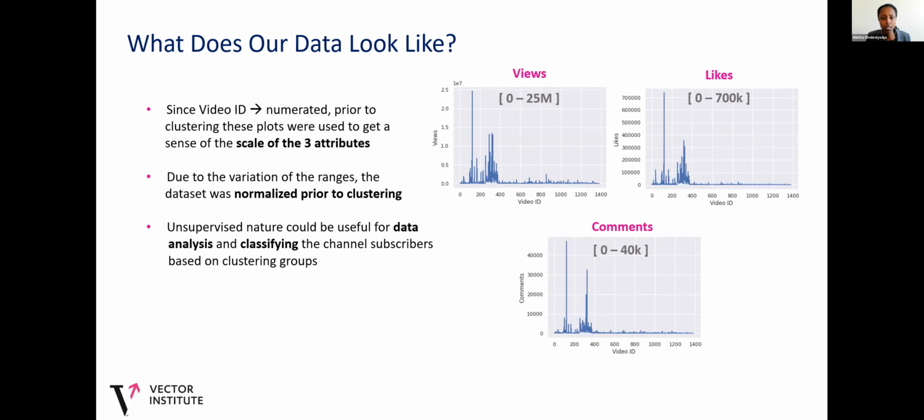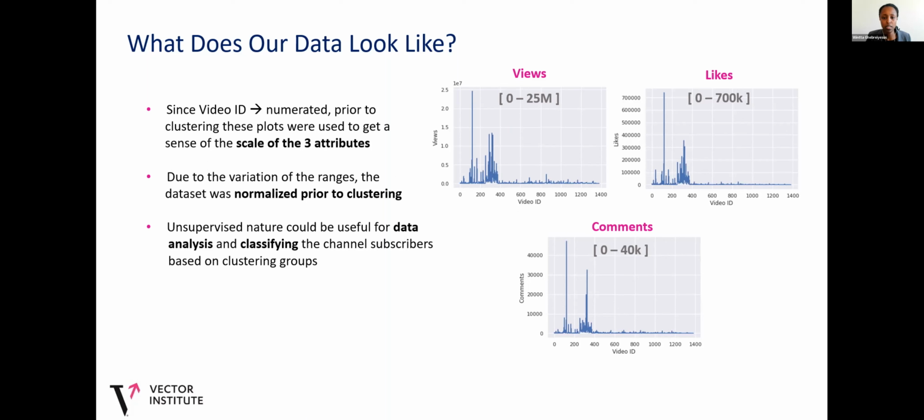So the top 5 data science channel dataset, as you can see here on the screen, is the main subject of this study. The unlabeled data was first plotted using the numerated video ID and each attribute, which are the views, the likes, and the comments. The reason for this is to understand the scale. So prior to the clustering approach, it made sense to normalize this information, which is not contrary to, but a complement of what we saw in the text.